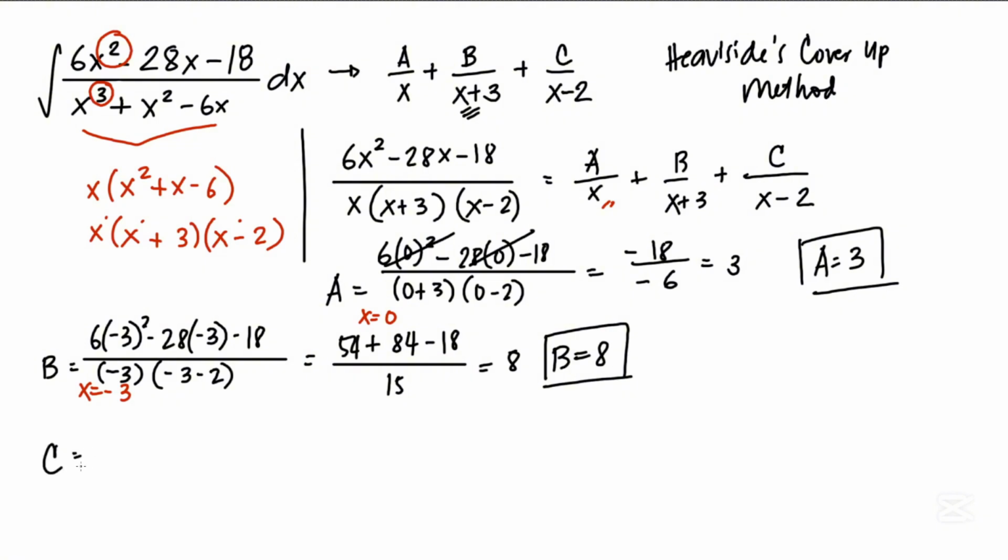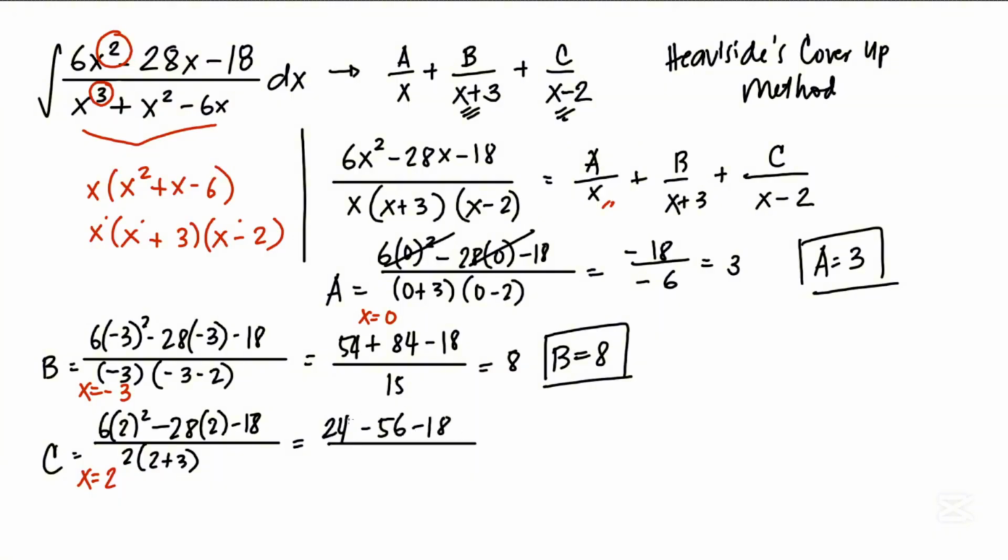Proceed to C. For x minus 2 as the denominator, to make it 0, x should be equal to positive 2. Covering up this factor, we substitute everything else with 2. That's 6 times 2 squared minus 28 times 2 minus 18, all over 2 times 2 plus 3. 4 times 6 is 24 minus 56 minus 18, over 5 times 2 which is 10. That gives negative 5. So C is equal to negative 5. We now have the complete values for A, B, and C.